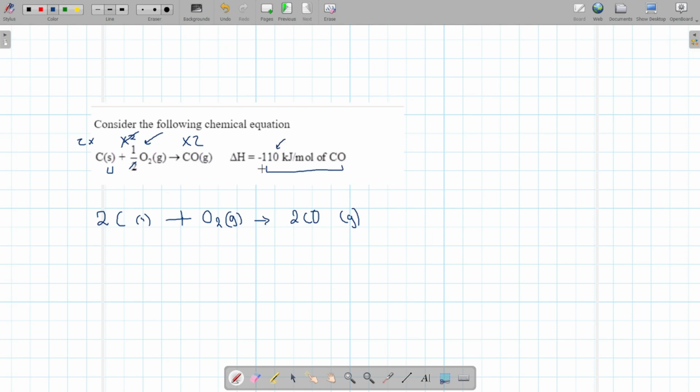They said minus 110 kilojoules per mole of CO. Here we had 1 mole and it was minus 110. Now we have 2 moles of CO. So what do you think is going to happen? Just multiply this by 2 also. So it's going to become negative 220. Now, how would I write negative 220 as my energy? Where would you put it?